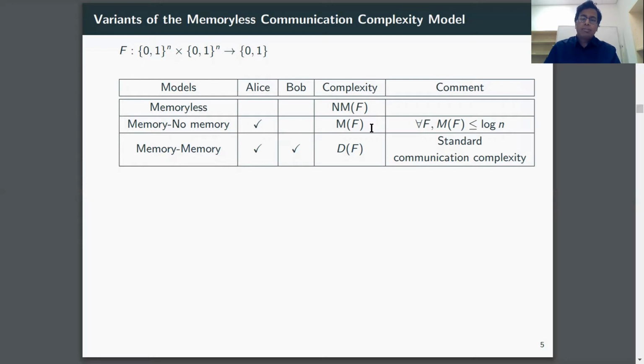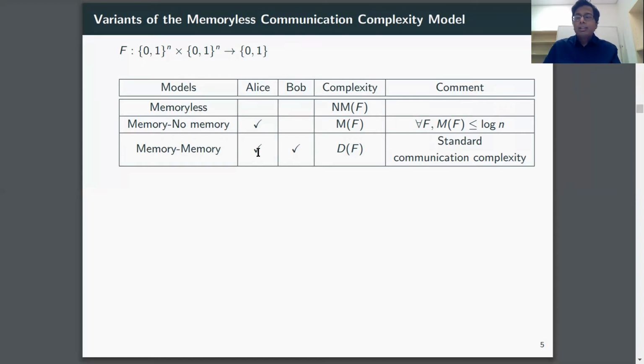It actually turns out that any function in this model can be computed with at most log n size message. The reason is that the player with the memory can just send an index to the other player, and then the other player can just reply. It's actually log n plus 1. So Alice can send i, and the other player, Bob for instance, can reply with y_i. And that way, Alice would retrieve Bob's whole input.